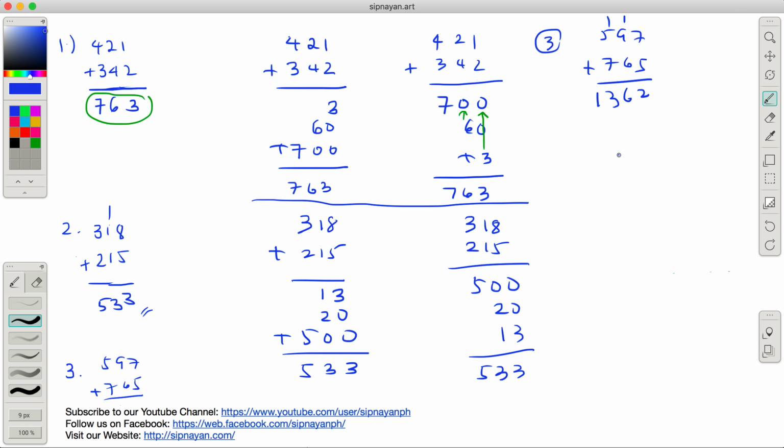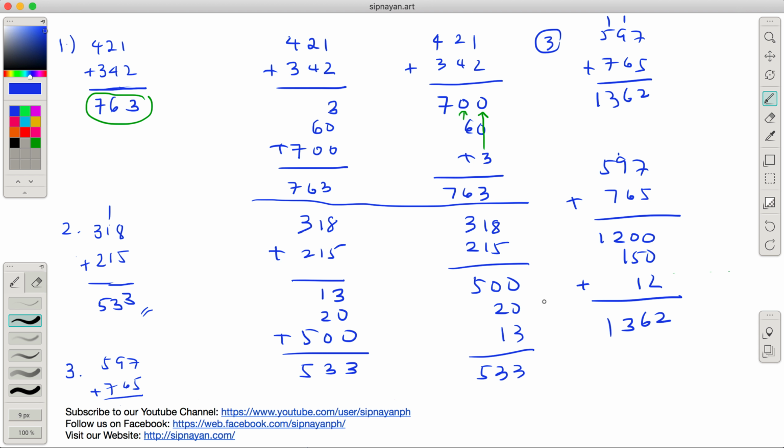We have 597 plus 765. 500 plus 700 is 1,200. Then 90 plus 60, ilan? 150. 7 plus 5 is 12. So 1,362. So 2, 6, 3, 1. 1,362.